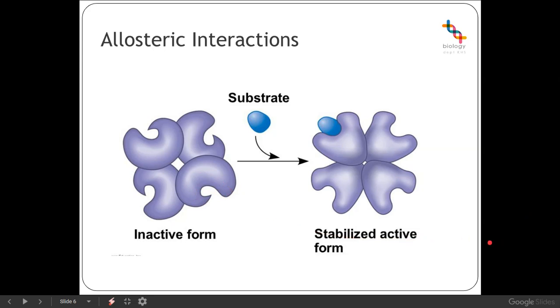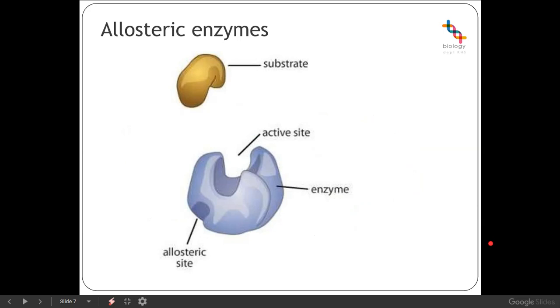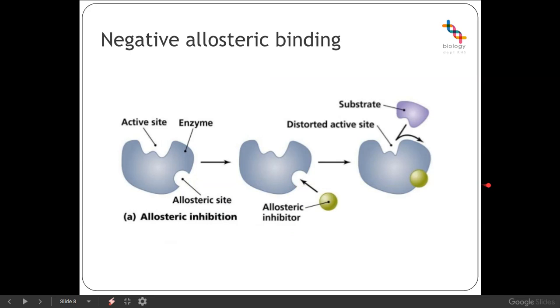Now this can also happen in allosteric enzymes, and that's one which will change conformation after the binding of a modulator. And these modulators will bind at the secondary site, which is the allosteric site. So that's separate and distinct from the active site of the enzyme. When we bind the modulator, the conformation of the active site will change, and that will alter the affinity of the active site for the substrate. Now, the effect of this binding can be either negative or positive.